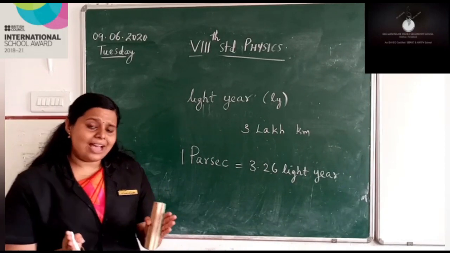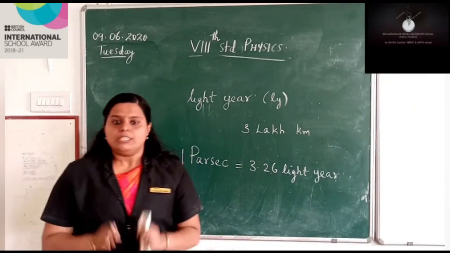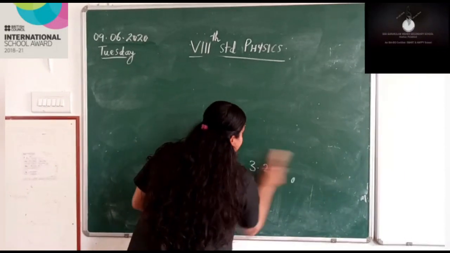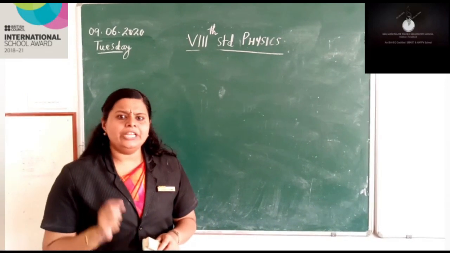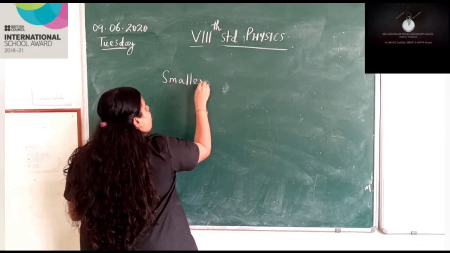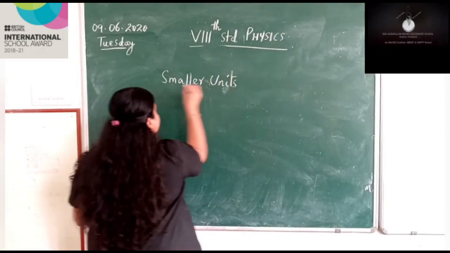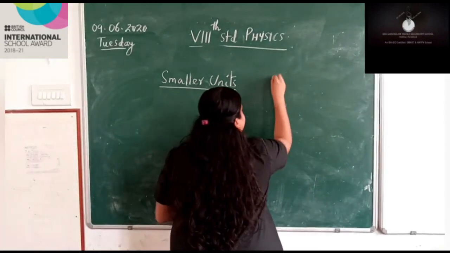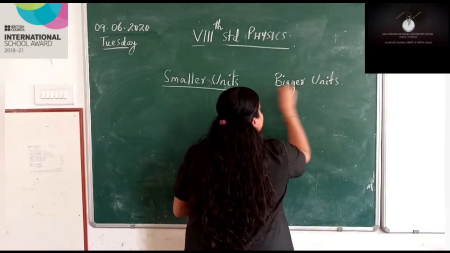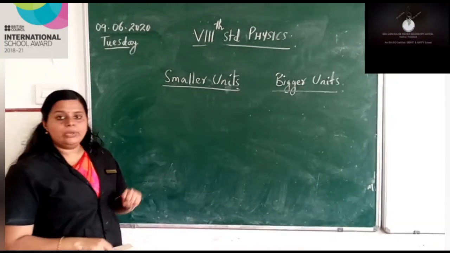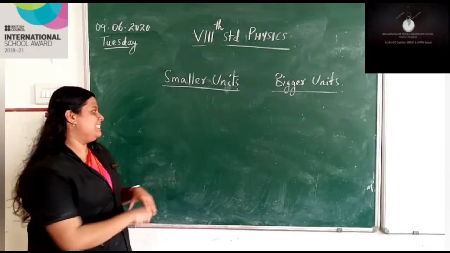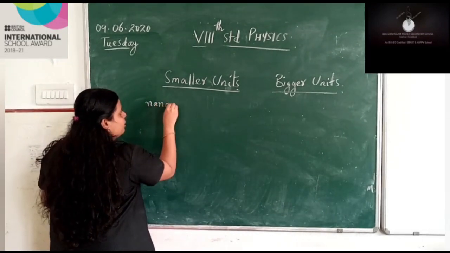So we can classify these units into 2, smaller units and bigger units. So recall the units. The first one is smaller units, and the second one is bigger units. So what are the units which will come under this category, which is the smallest unit of length? Yes, nanometer.